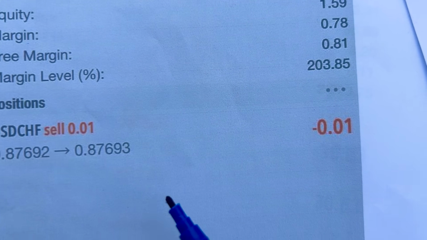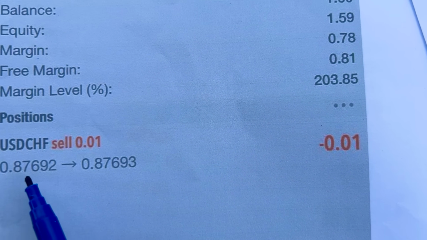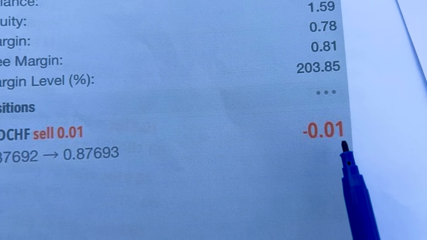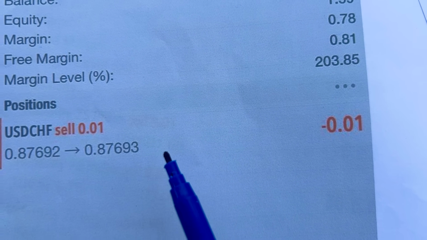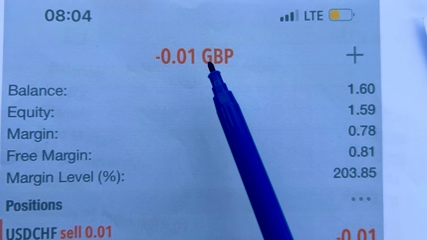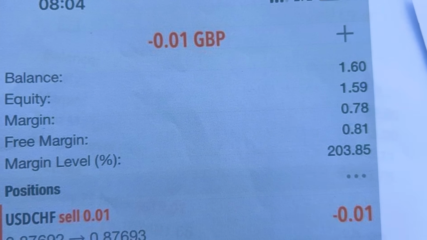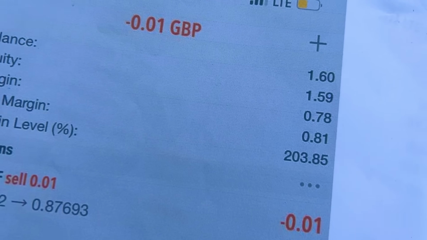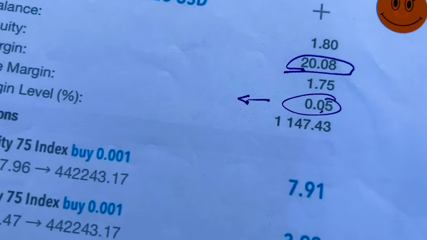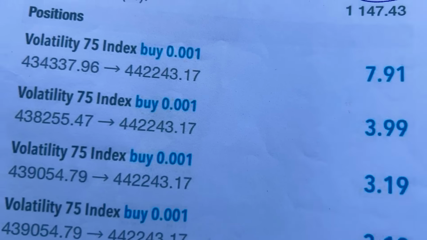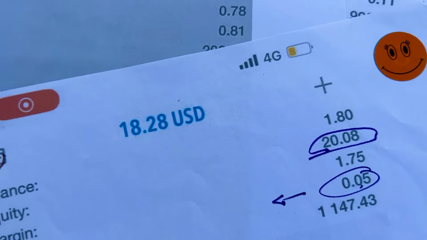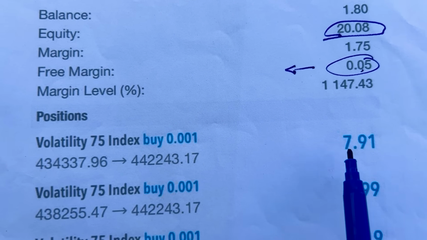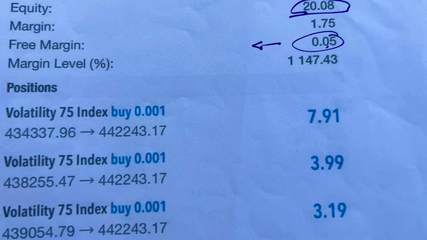However, the number of points, as you can see here, we made a sell here and the price is at this price. Now we are making a loss of 0.01 because the difference from this price is just a small difference, and that was in GBP, which is in pound. So is it possible to trade with $1? Yes, it is possible. Let me share with you another example. However, when you want to trade with $1, you must know your story in terms of understanding the points, the number of points. As you can see here, we are in profit of 7.91.